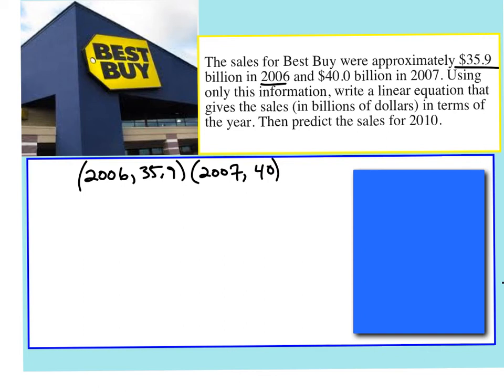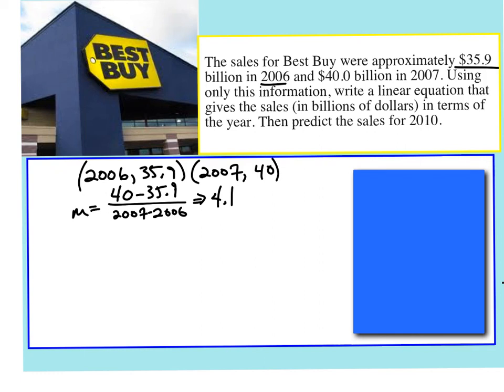All right. So now we're going to find the slope between that. So I do y2 minus y1 over x2 minus x1. So I get 40 minus 35.9 over 2007 minus 2006. And so what do I get? 4.1. So the slope there is 4.1.